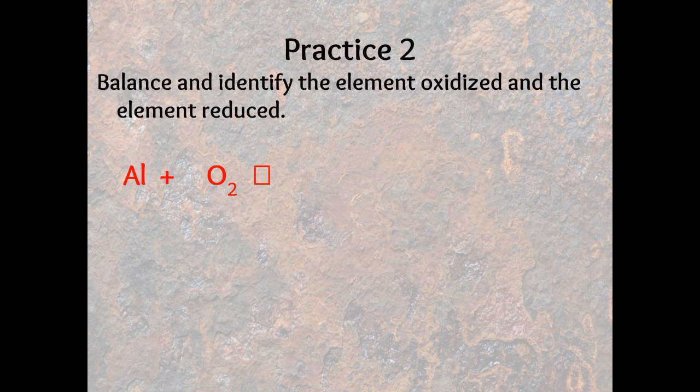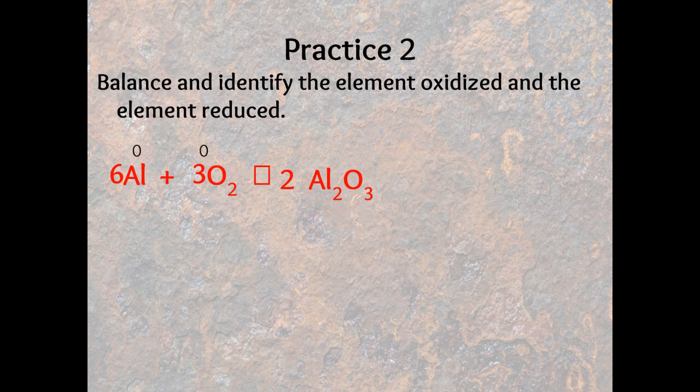All right, in this next one, again, remember the box there is supposed to be the arrow. We're going to balance and identify the element oxidized and the element reduced. So first thing is to realize that this is a synthesis reaction. So if we put aluminum and oxygen together, it's going to be an ionic compound, and we need to crisscross the charges. That's going to be Al2O3. To balance this equation, 6 aluminums, 3 oxygens, and 2 aluminum oxides.